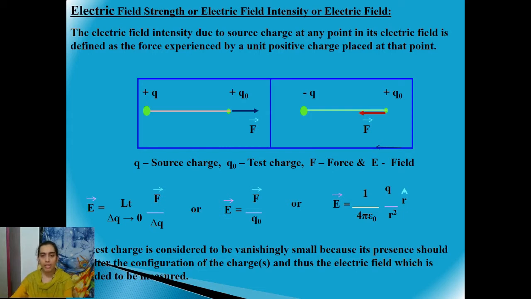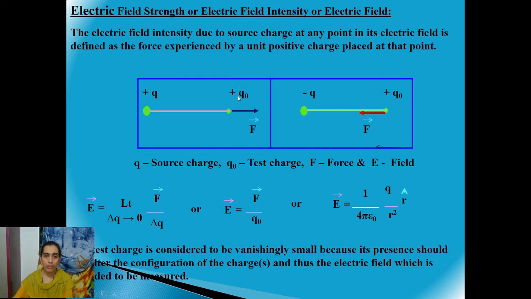It is also termed as electric field strength. So what is electric field intensity? Electric field intensity due to any source charge at any point in its electric field is defined as the force experienced by a unit positive charge when placed at that point. Say for example, here I have considered a plus Q charge, a source charge which is producing the electric field surrounding it. So in this electric field, I chose this point where I am placing a unit positive charge.